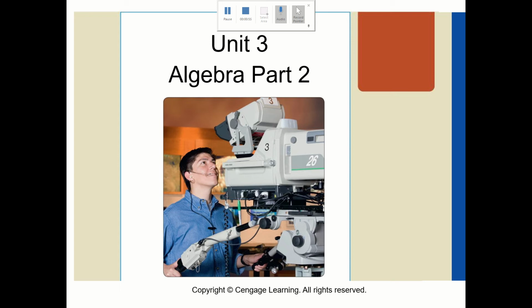So essentially, I'm going to break this long PowerPoint up into a small group of sections and post them each on the Canvas so that you can look through them as you please. You can go back and find what you need. So let's get started with Unit 3, Algebra Part 2.